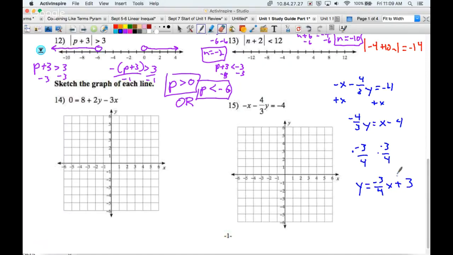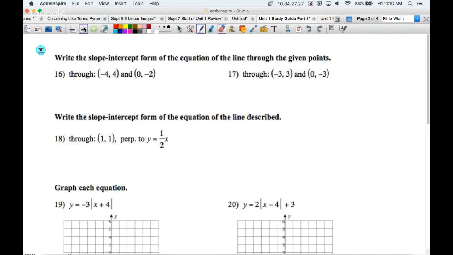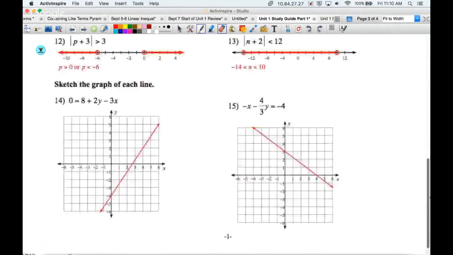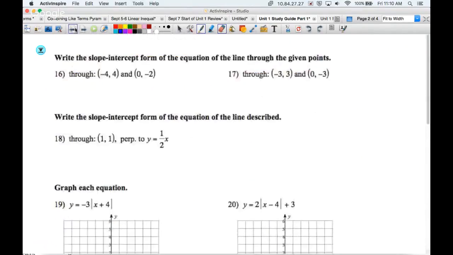-4 times -3/4 is going to be a positive 3. Now I put a point on my y-intercept of 3, go down 3/4. Can't keep going this way, so I could go up 3 backwards 4, and connect those up with a straight line. Let's see how number 15 turned out. Relative to our answer key, yep, that looks about the same.